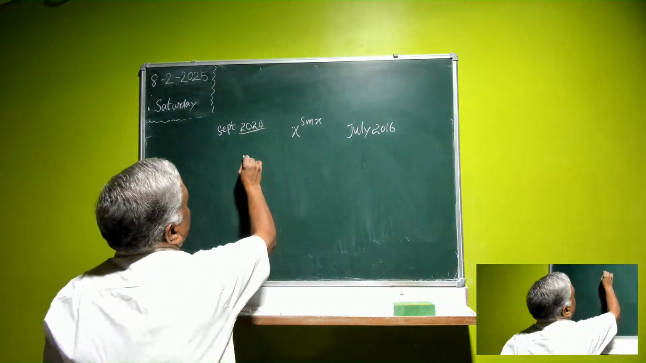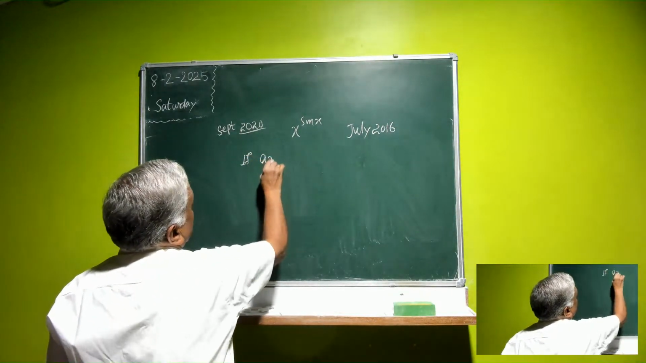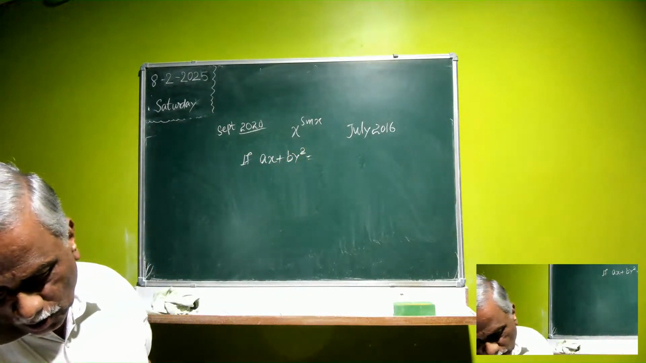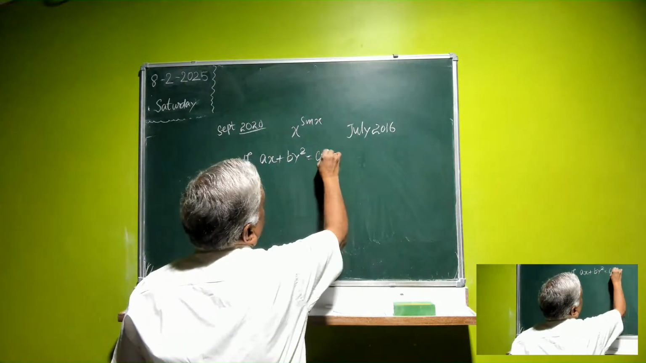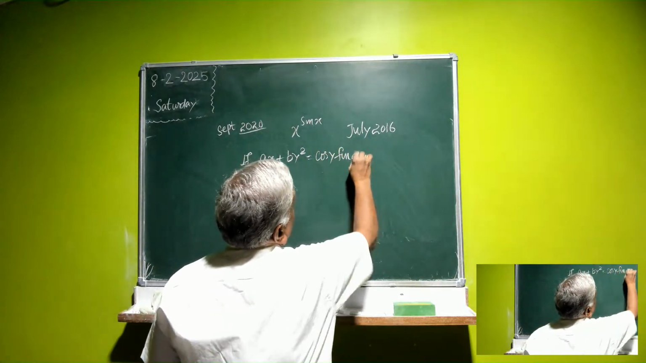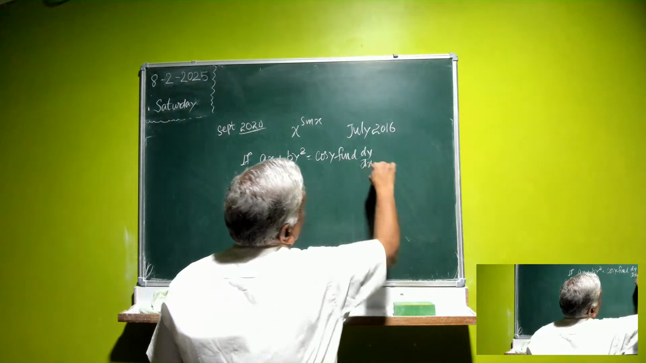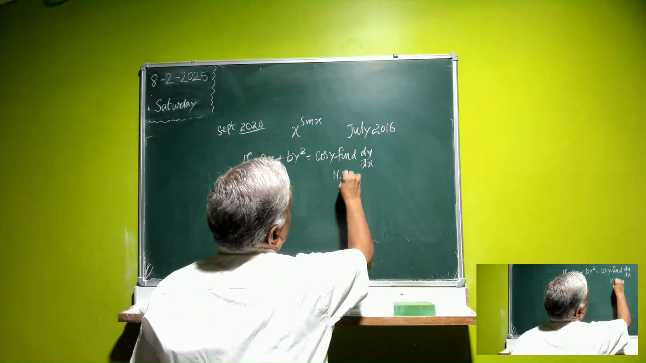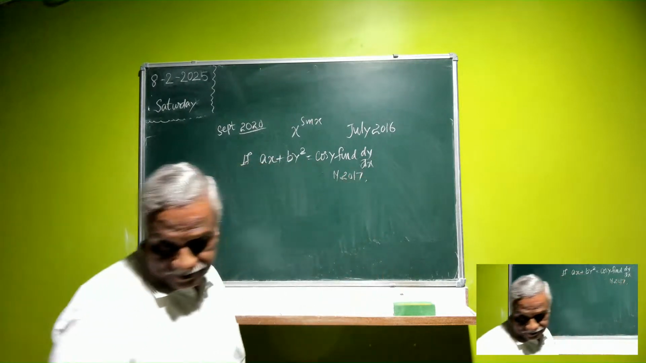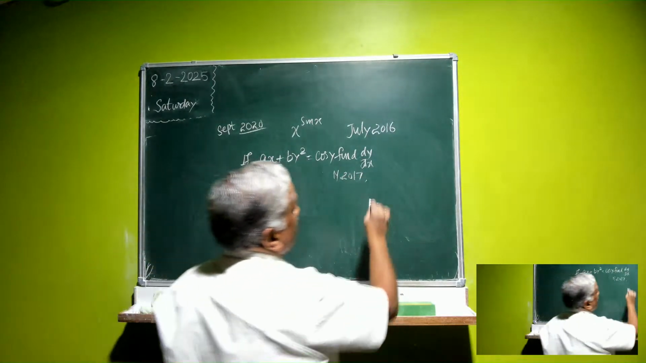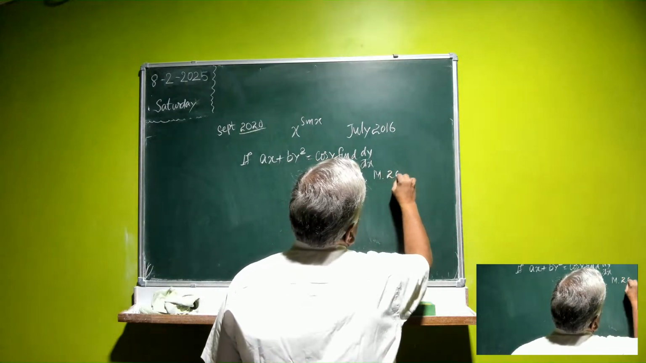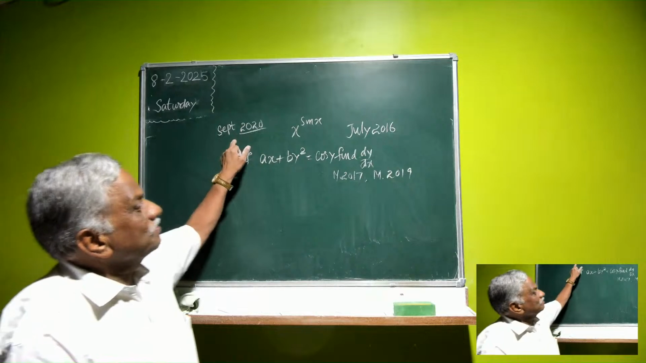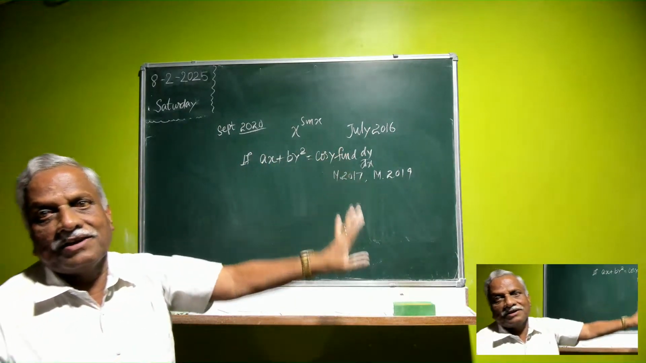Next question, same here. If ax plus by square is equal to cos y, I am writing the question, find dy by dx. March 2017, this question has been asked. March 2019, this question has been asked. And again, they are repeating it in September 2020. See here, in September the very next year, they have repeated the same question.